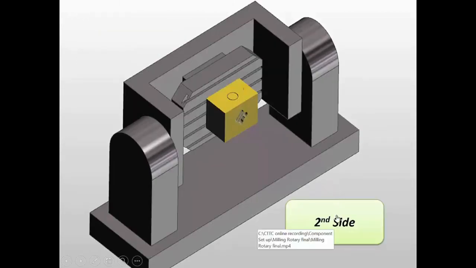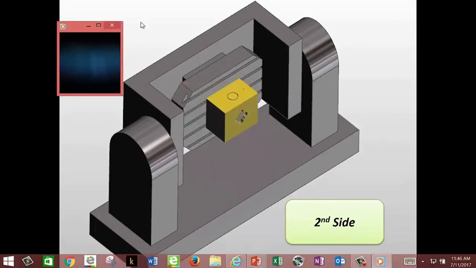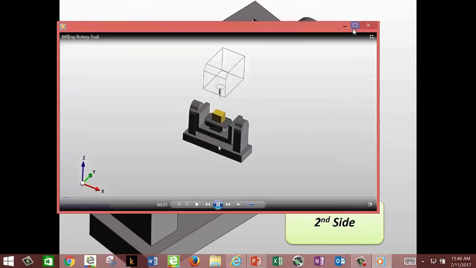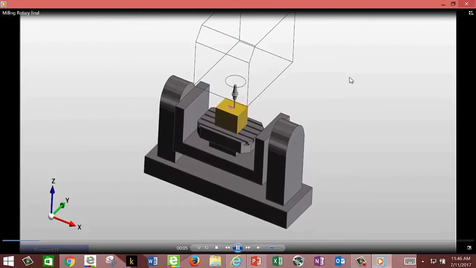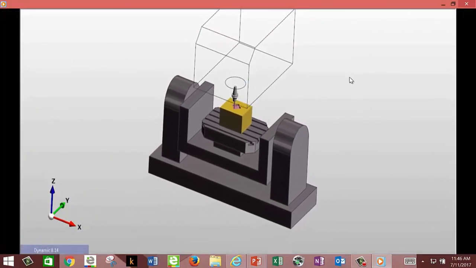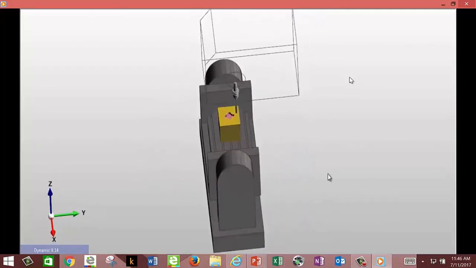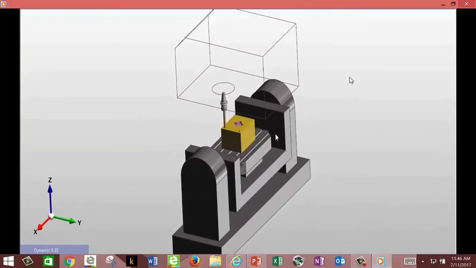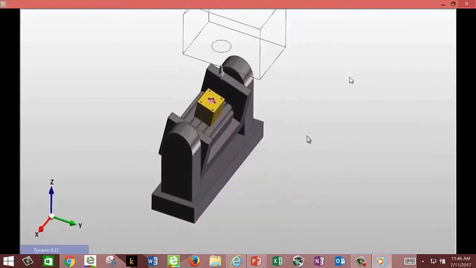So this is a single setup. The same job you saw earlier with three setups, now you are going to do with a single setup. That gives you a clear idea. This is a rotary table performing the first job. First it does one side, then it indexes. Now it is doing the normal pocketing and drilling, and then it will index automatically by 90 degrees.